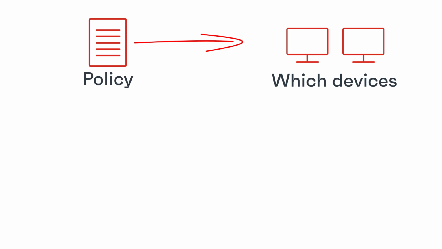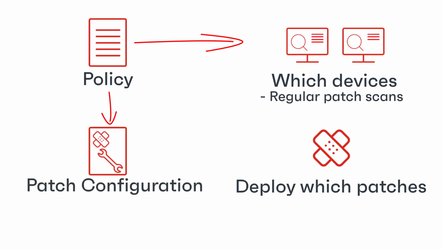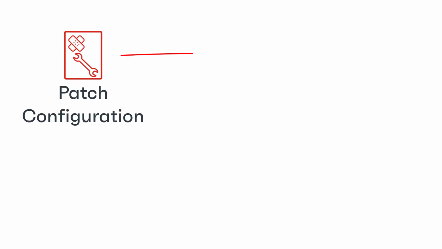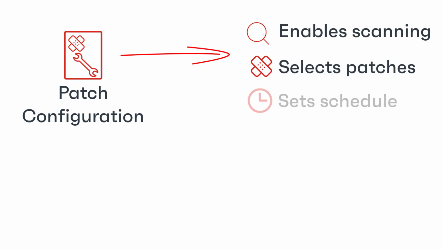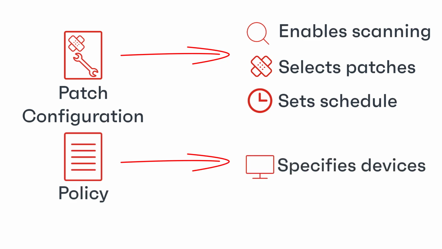If the device has a policy that has the patch management capability, then it is regularly scanned for all applicable updates in the Ivanti patch catalog or Linux repo. But how do we define which of these updates are deployed? We do this by associating a policy with a patch configuration that defines the schedule and criteria for a patch to be deployed to the devices with the associated policy. So a patch configuration enables the scanning of a device and specifies which missing patches get deployed and when, and the associated policy defines which devices get these patches.